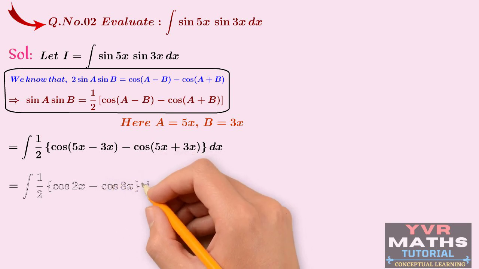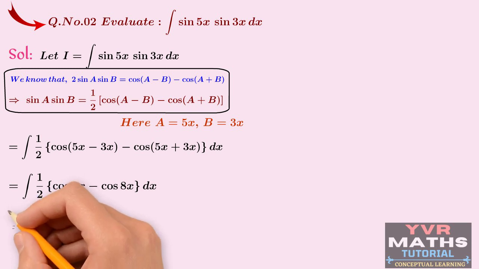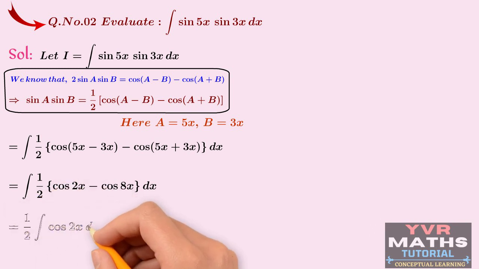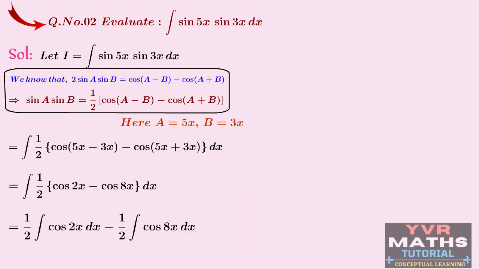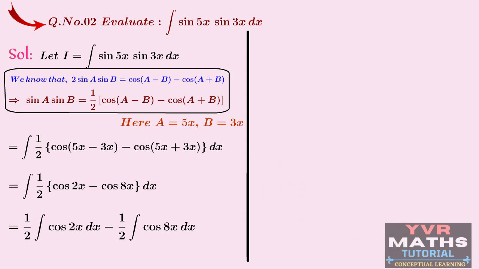cos 2x minus cos 8x dx. By using basic properties of indefinite integrals, I am going to apply individual integrals. Then the next step is 1 by 2 into integral cos 2x dx minus 1 by 2 into integral cos 8x dx. In this step, the given integrals are in the form of integral cos of (ax plus b). So we know the formula for integral cos of (ax plus b) dx.